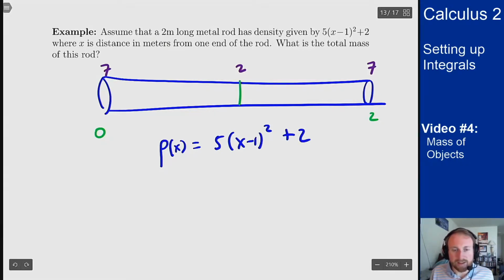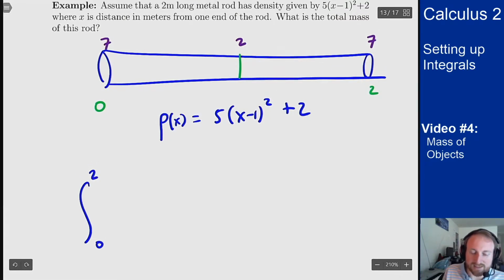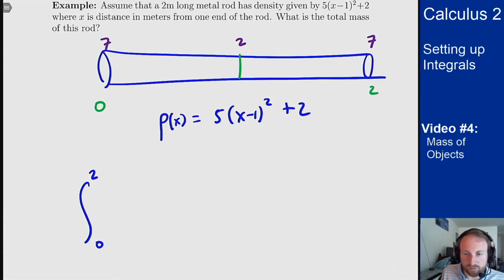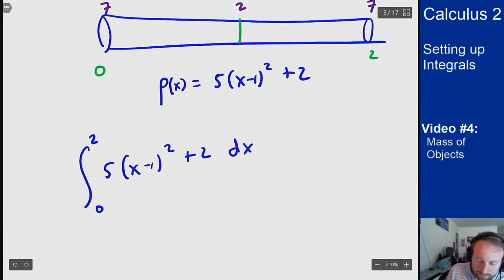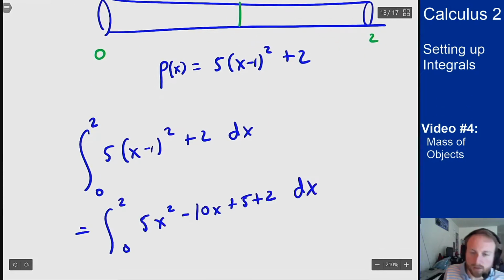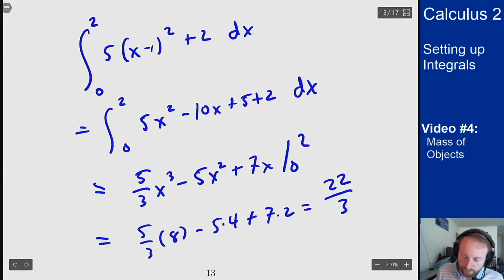So how do we find the mass of this rod? Well, I just want to integrate this density function over the domain. So I just want to integrate from 0 to 2 because x is distance in meters from one end of the rod. So I can set 0 over here. x equals 2 is the right end, and I can do the integral of (5x minus 1) squared plus 2 dx. We can simplify this out, and then we can just find the antiderivative and solve from there, which comes out to 22 over 3, that's the mass.